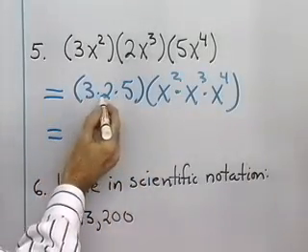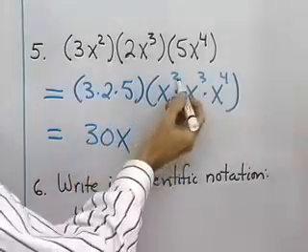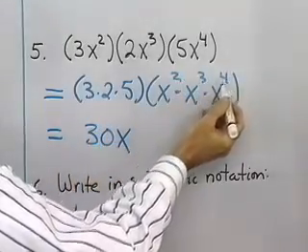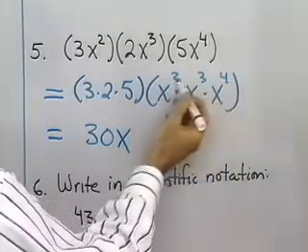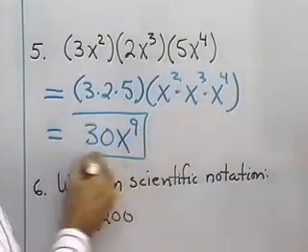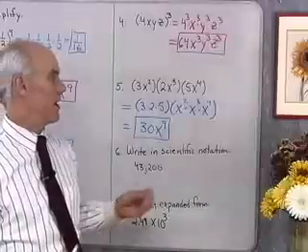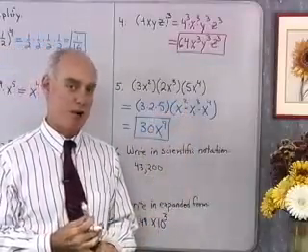Now I'll multiply. 3 times 2 is 6, times 5 is 30. x to the 2 plus 3 plus 4, because it's multiplication with the same base. So I'm going to add exponents. 2 and 3 is 5, and 4 is 9. So I end up with 30x to the 9th power. So there are some of the properties of exponents, at least our first 3 properties of exponents.